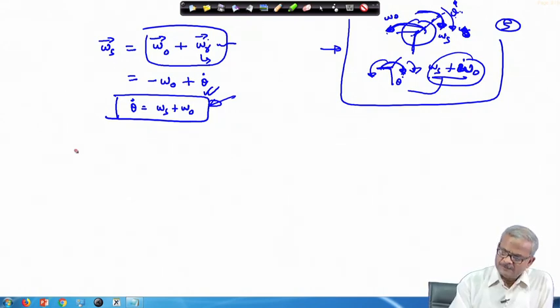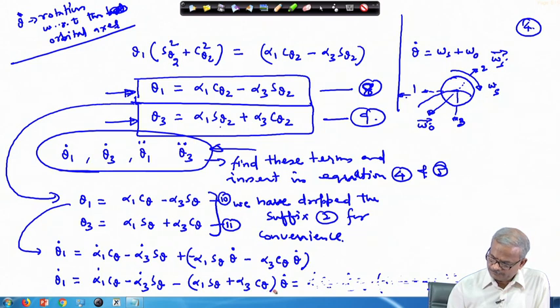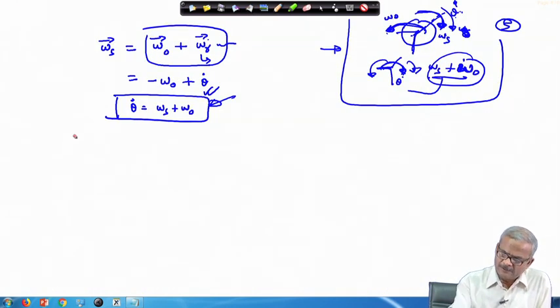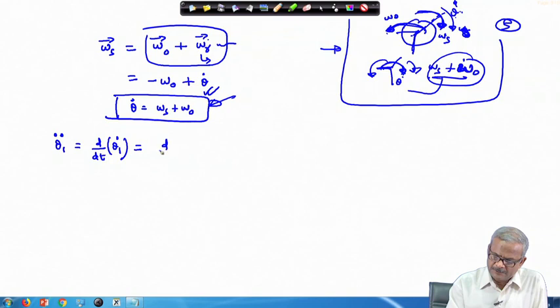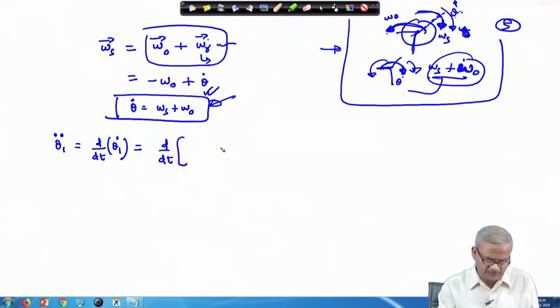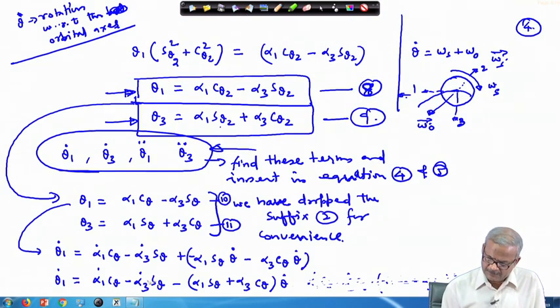Okay, in the same way, once we have got this theta dot term, now theta 1 dot we have got here. Similarly, theta 1 double dot we can compute. So, theta 1 double dot will be equal to d by dt of theta 1 dot, and theta 1 dot we have to pick up from the previous page. So, that becomes this quantity, again we have to pick up and write here.